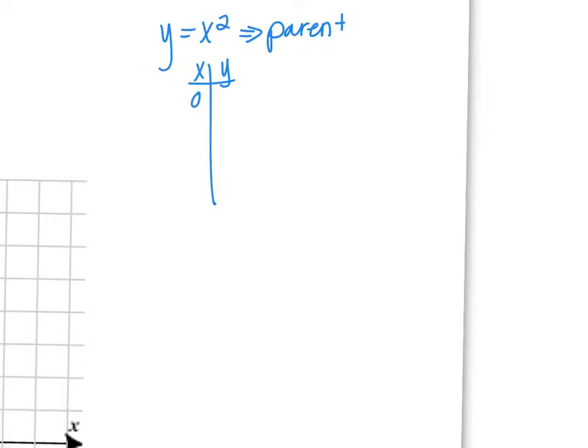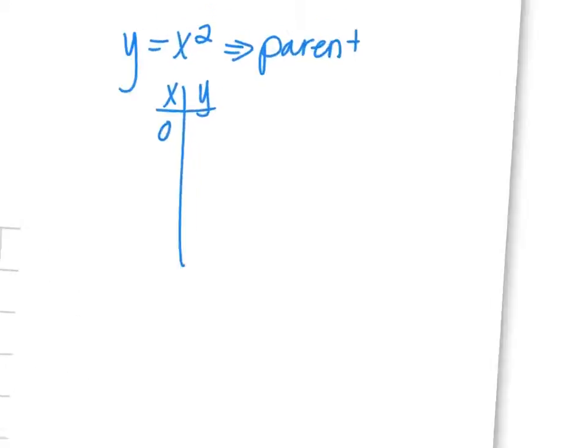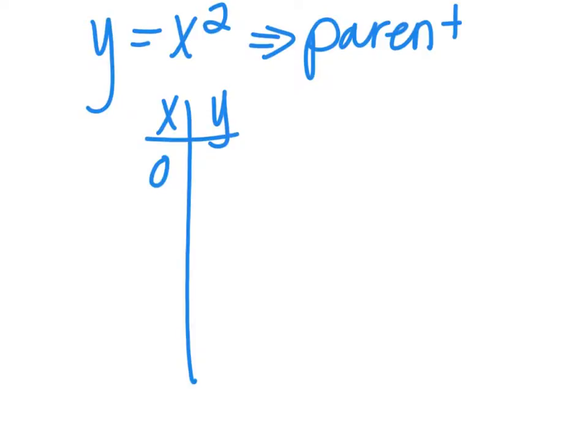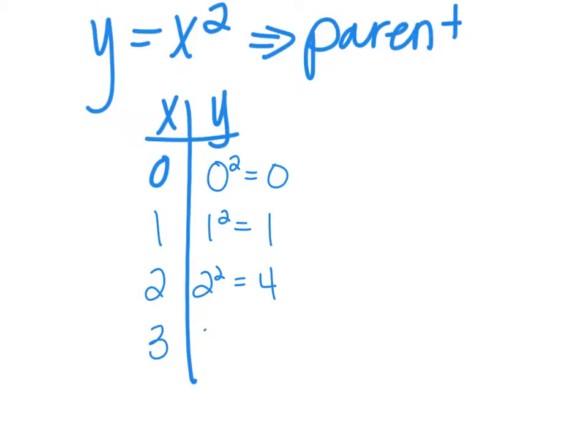So at 0, well, 0 squared, I'm going to zoom in. At 0, 0 squared is going to be 0. At 1, 1 squared is going to be 1. 2 squared is 4. Then 3 squared is 9. So at 0, I'll have 0. At 1, I'll have 1. At 2, I'll have 4. And at 3, I have 9.